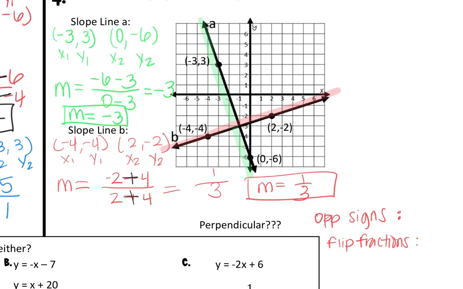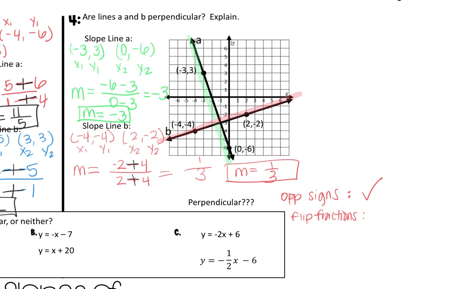So, opposite signs. Well, one's -3, the other one's positive 1/3. So, different signs, opposite signs. That's good. Now, do we have flip of the fractions? Well, I don't have a fraction for -3, but if I did have a fraction for -3, it would be -3/1, right? When you put anything over 1, it's the same whole number, okay? It's just like in fraction mode, okay? If you put any number over 1, it's the same thing.